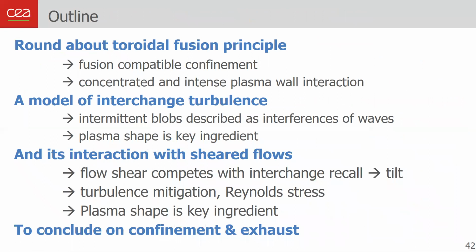So now I finish on this interaction between shear flow and turbulence. We showed that the flow shear competes with interchange drive to sustain a tilt of the interchange modes. This leads to turbulence mitigation, Reynolds stress, and again, plasma shape is a key ingredient here. So now I've described this simple picture of interchange transport. Now let's put it back in the perspective of confinement and exhaust.